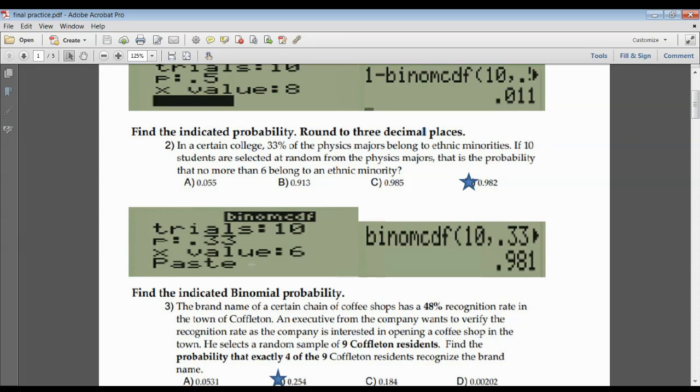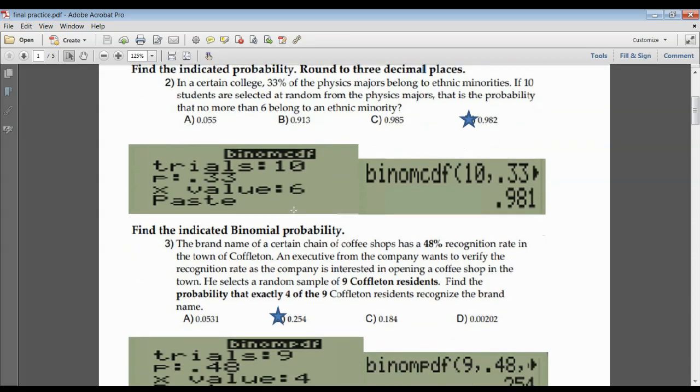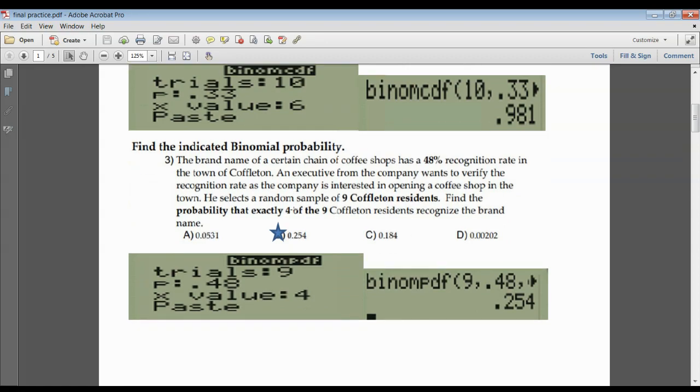You're finding the front end. So 10 trials, probability of a success, getting an ethnic minority, 0.33. You're telling the calculator to stop after it has the probability of 6. No more than 6. 6 is good. 7, 8, 9, or 10 are no good. Straight out binomial cumulative.